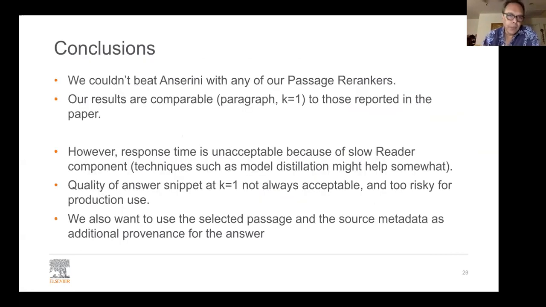So here are the conclusions. We couldn't beat Anserini with any of our passage rankers. Our results are comparable though to those reported in the paper, at least based on the interpolation that I'm doing here. Response time though is unacceptably slow because of the slow reader. We could have still thought of working on that using model distillation or moving it off to a GPU based server and so forth. But the quality of the answer snippet is also not acceptable all the time. So it's kind of too risky for production use. So at this point, we kind of shelved the whole thing.